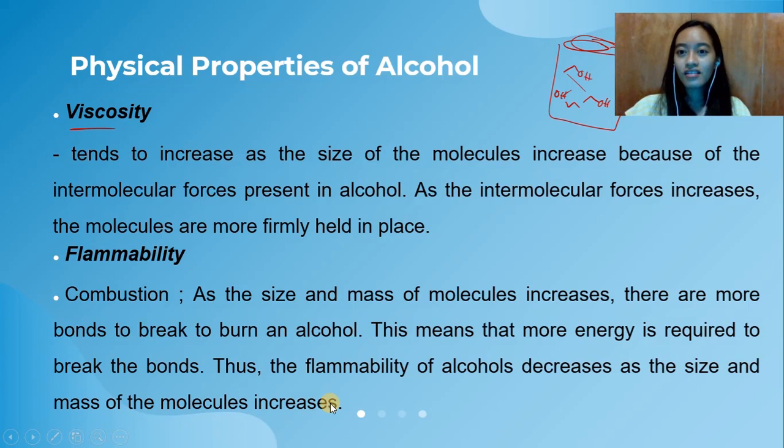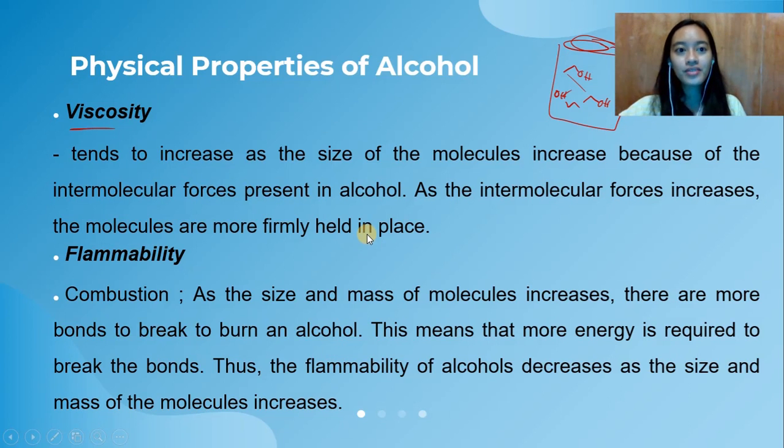So ethanol, a simple alcohol, and methanol too, the simple ones, are easy to combust. Okay, their size and the mass of the molecules are small. So it is less likely to combust or burn as the size and mass of the molecule increase. The ability to combust will decrease as the size and the mass of the molecules increase, because it takes longer to burn since there are more bonds to break. So you need a higher temperature.